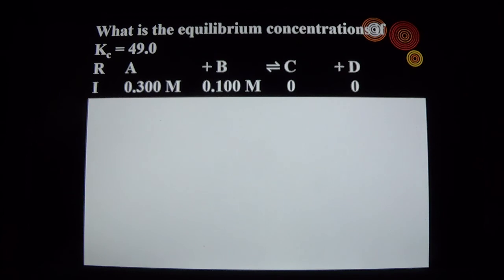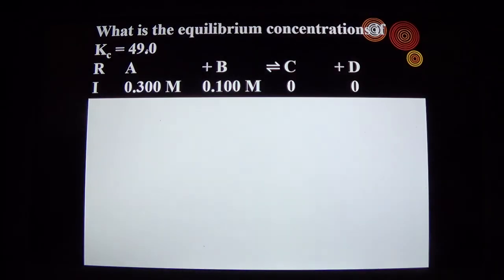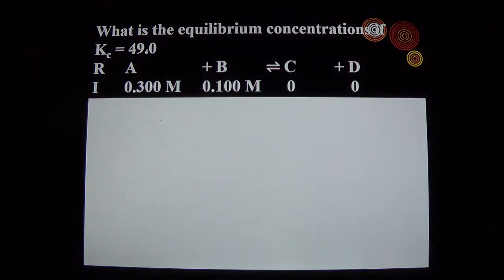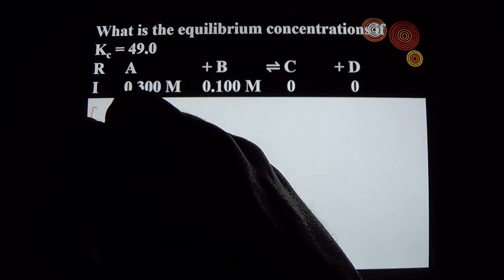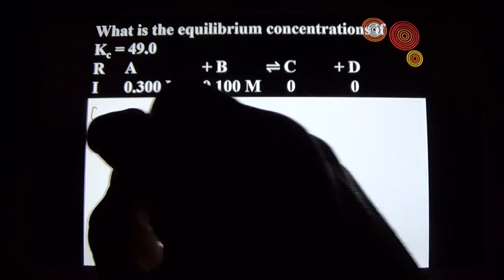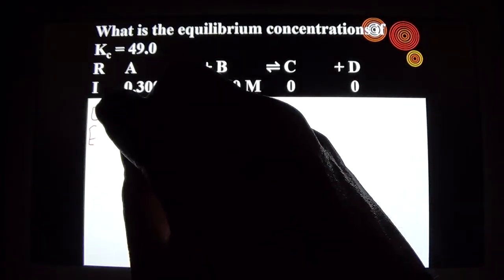Okay, let's try another one. What are the equilibrium concentrations in this case? Why does this seem so familiar? It's the same reaction I just had and the same equilibrium constant I just had. So again, a review. For the same reaction at the same conditions, our equilibrium constant should be the same. Let's give this a try because I want to point out something and then you'll have lots of time to practice. Same setup, I have my initial.